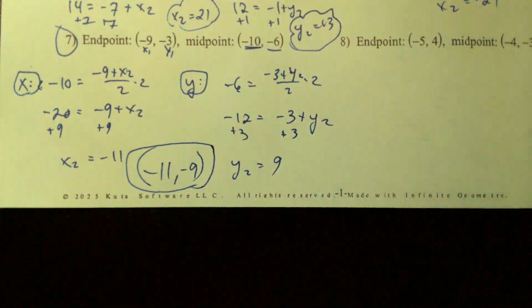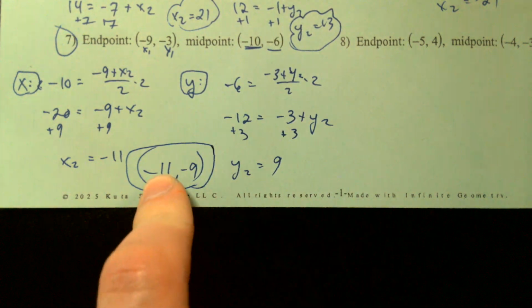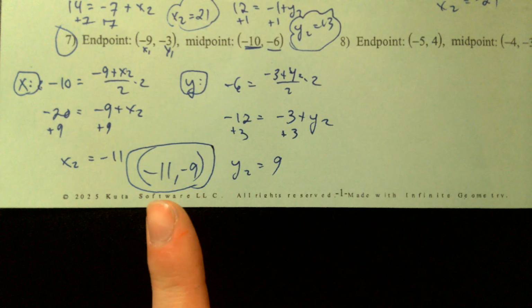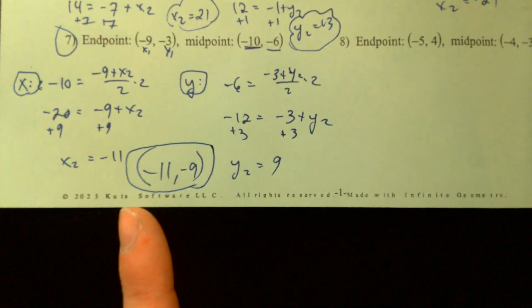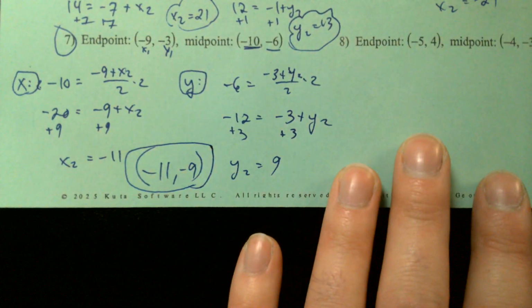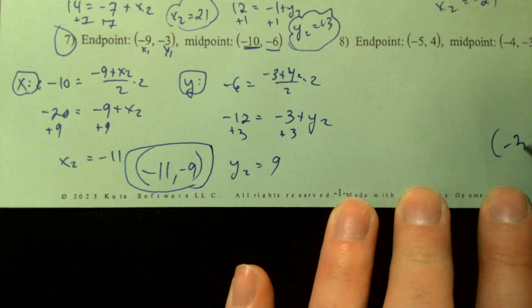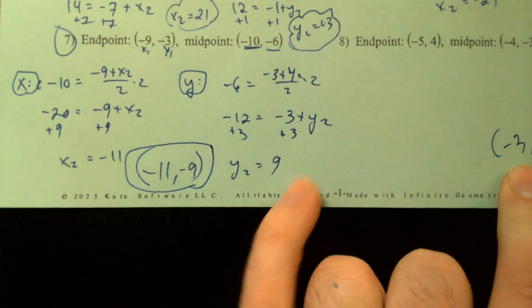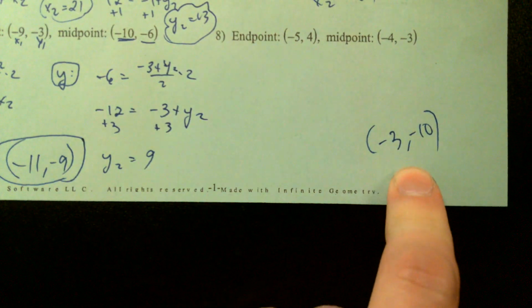Give me a thumbs up if you got that for number 7. Okay, that makes me feel like I'm doing it right, which is good. What'd you guys get for number 8? Negative 3, negative 10. Is that what you guys got? Yeah? I'm not going to do it, but if you all got it, must be right.